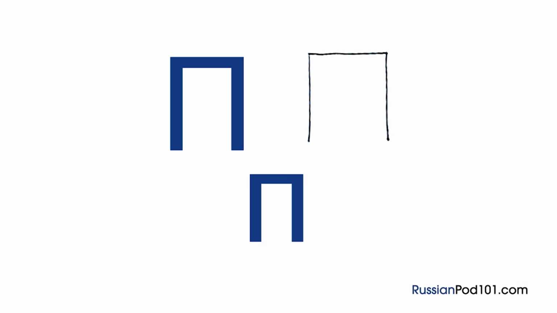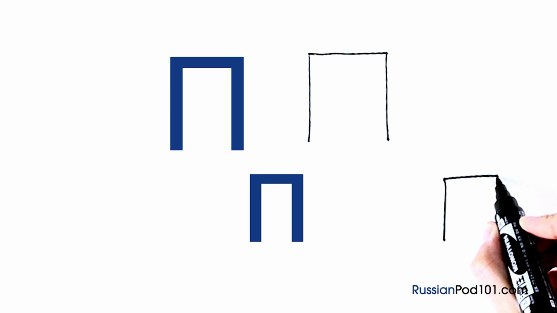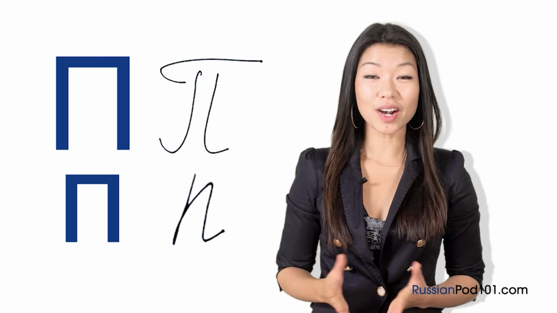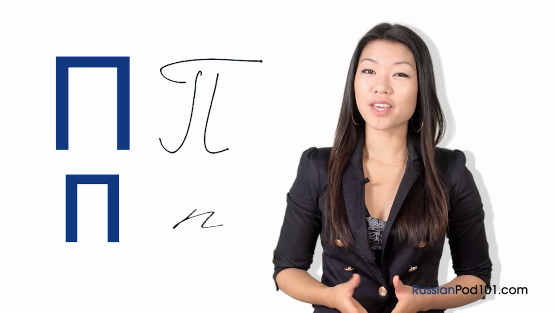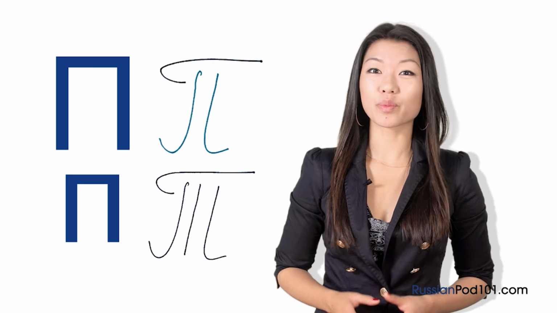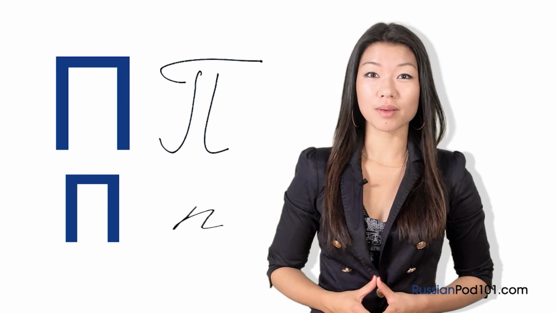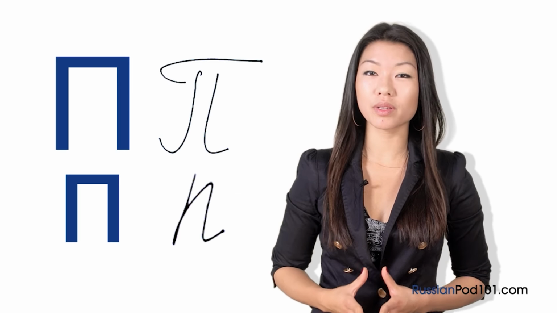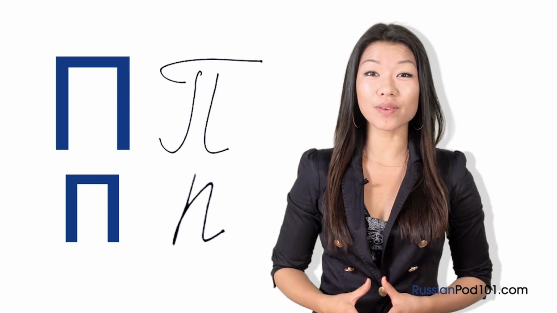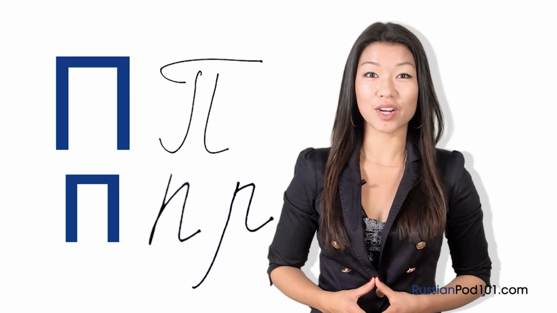And the lowercase. Here are the cursive versions. If you remember the uppercase T, this will look very familiar, but with 2 vertical strokes instead of 3. It may be confusing because the lowercase version looks similar to an English N.